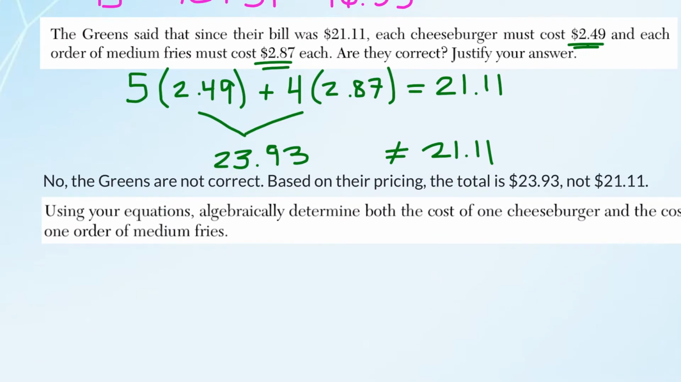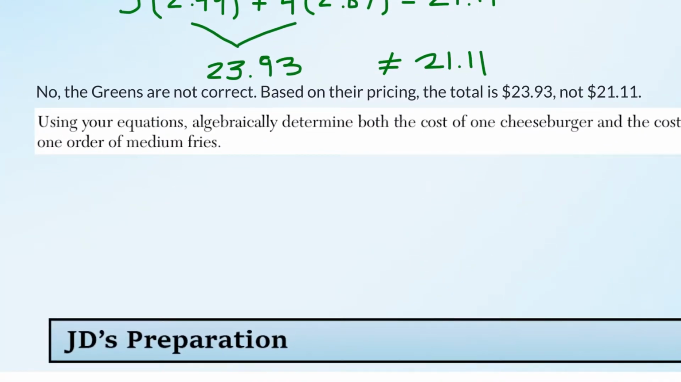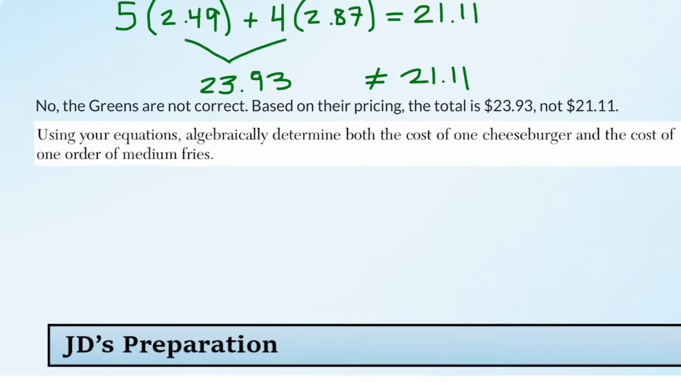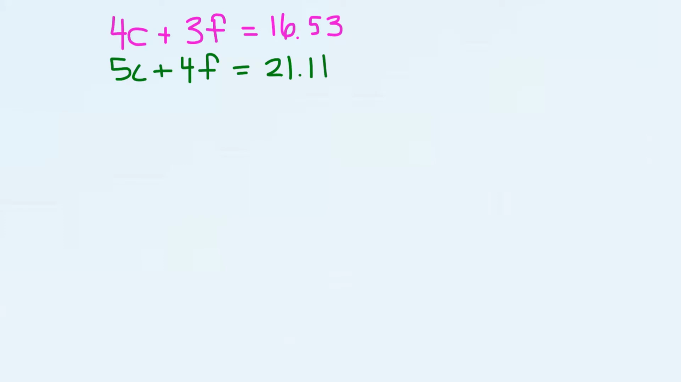All right, moving on to the last part of the question. It says, using your equations, algebraically determine both the cost of one cheeseburger and the cost of one order of fries. So let's start out by writing out our 2 equations here. To solve this system of equations, we could try the substitution method, but because it would be so difficult to isolate C or F in either of these equations, we would end up with a lot of fractions and decimals. It'd be a mess. So the better method here is elimination.